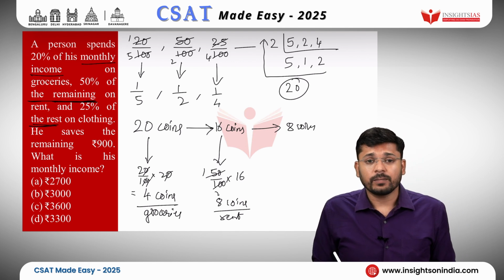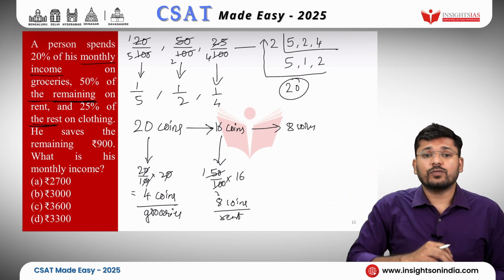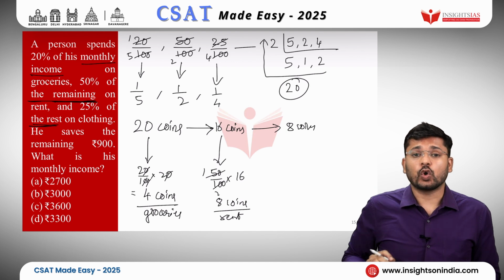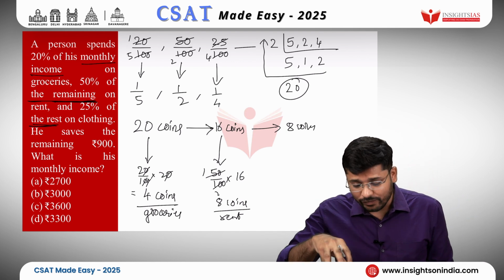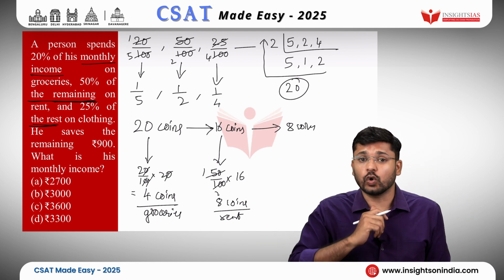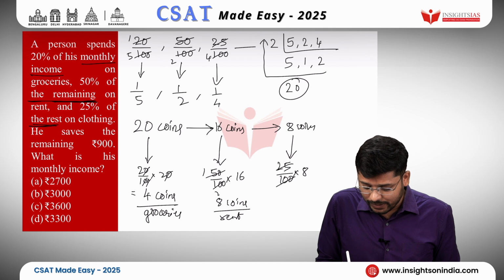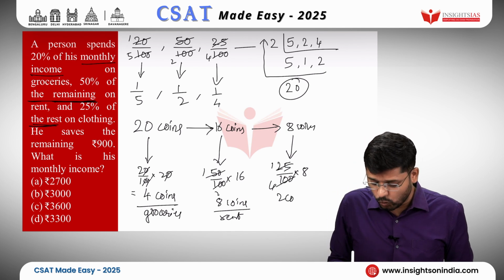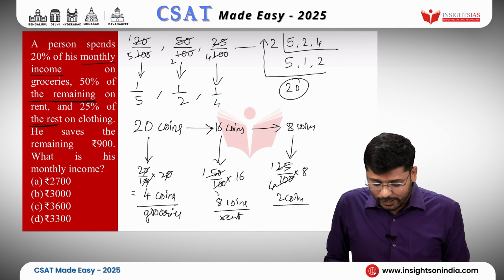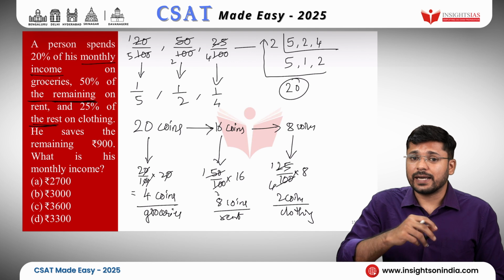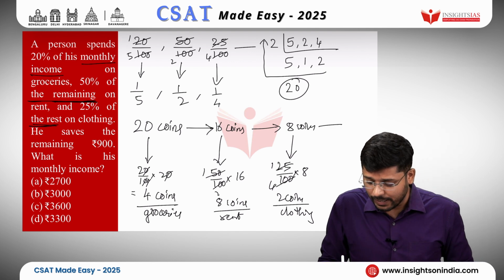Now 25% of the rest on clothing. So he is spending 25% of these 8 coins on clothing. How do we calculate 25% of 8? 25 divides 100, right? 1 and 4. So you are left with 8 divided by 4, that is 2 coins. 2 coins he is spending on clothing. Out of 8 coins, if he spends 2 coins, ultimately he remains with only 6 coins.